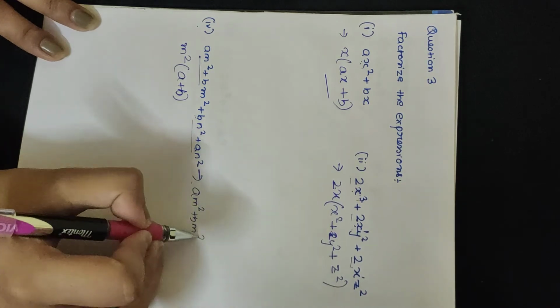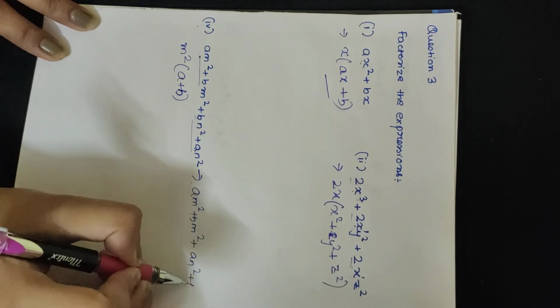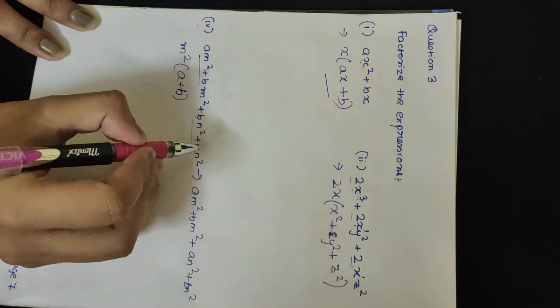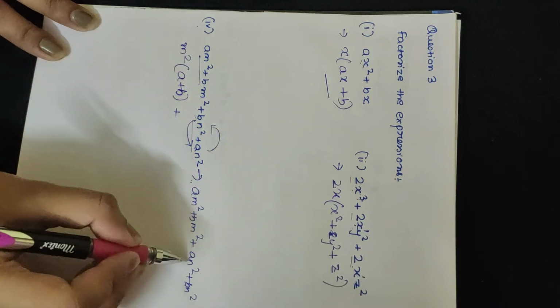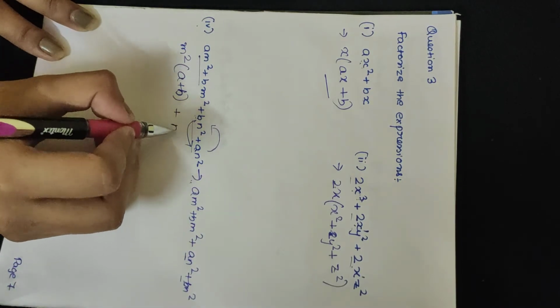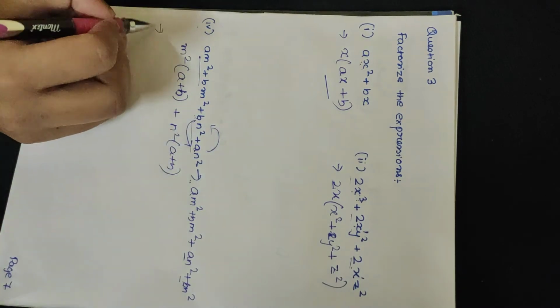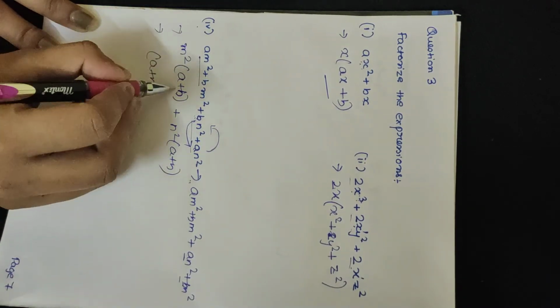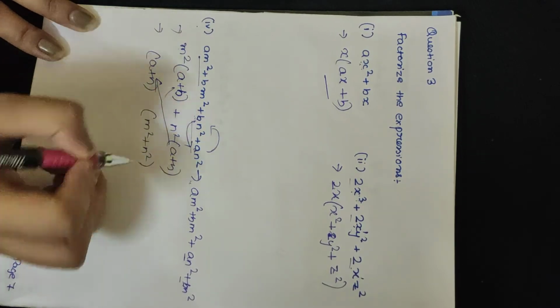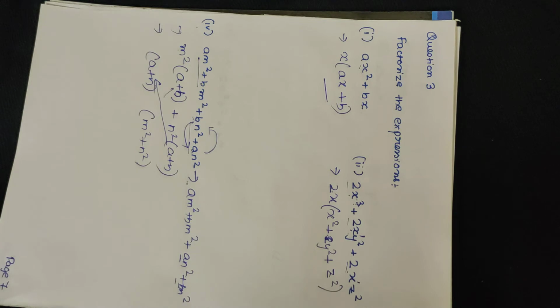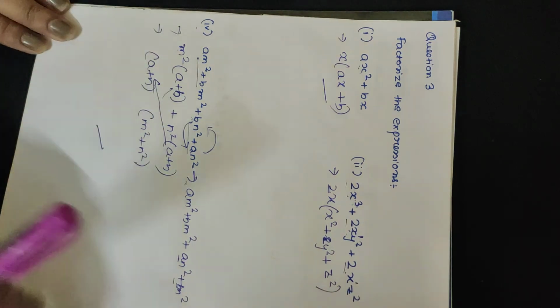b m square plus a n square plus b n square. We have just put this one forward and this one backward. So now, relating to this, what is common here? n square. So a plus b. Next, a plus b, this common will be taken here, and whatever is left we'll put here, m square plus n square. So this is going to be our answer of question number 3, part 4. Done.